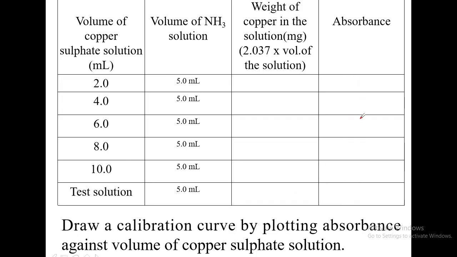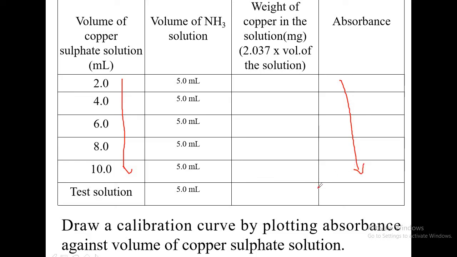Now absorbance value, whatever you are getting from the instrument, those values you have to record here. For 2 ml what is the amount of light absorbed, that is entered here, and for 4 ml what is the absorbance. So absorbance is found to increase with the increase in the concentration of the copper sulphate or volume of copper sulphate solution. As the concentration of the copper ions increases, the absorbance value also goes on increasing.